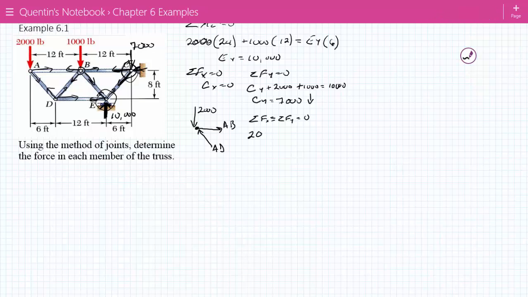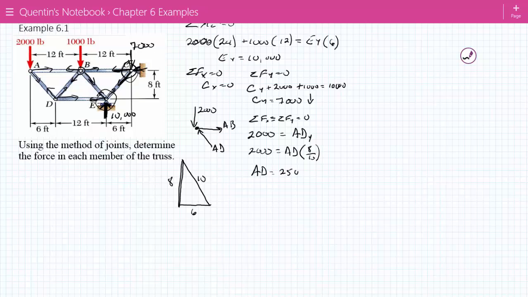Okay, I have 2,000 is equal to AD in Y, right? So let's draw this little picture. What does AD look like? We have this, right? We have a 6, 8, so we can figure out this last one's going to be 10. So therefore, 2,000 is equal to AD, and the Y component is 8/10. So therefore, AD is equal to 2,500.